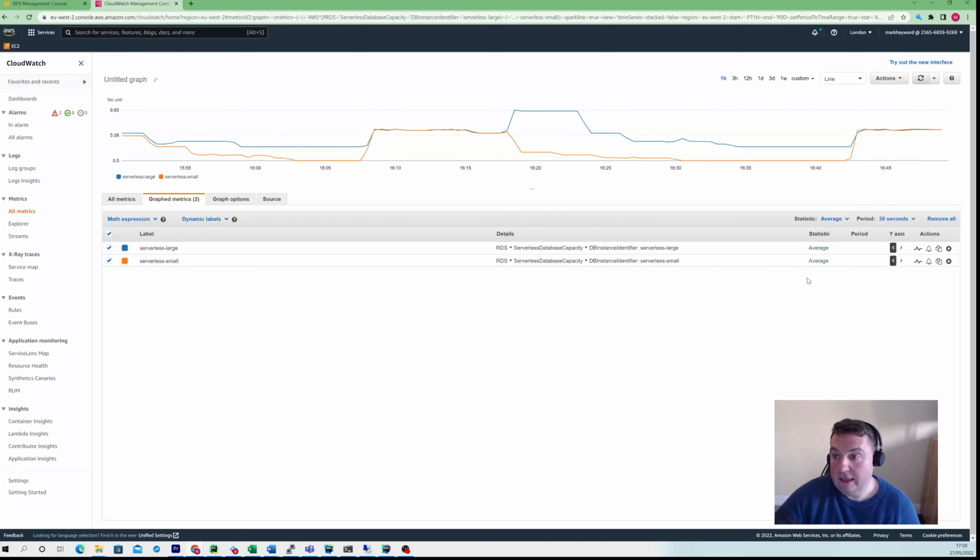But anyway, it looks like the serverless instances were almost as good as an R6G 2XL. Not quite as quick, but pretty impressive nonetheless.